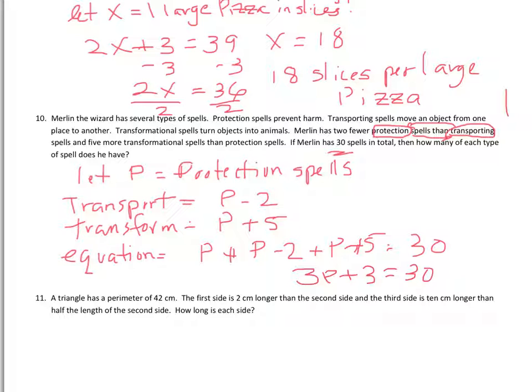I'll let you solve it from there. Once you do solve it, remember you have to tell how many spells are in each. So once you come up with P, the protection spells, don't forget to solve P minus 2 and P plus 5.